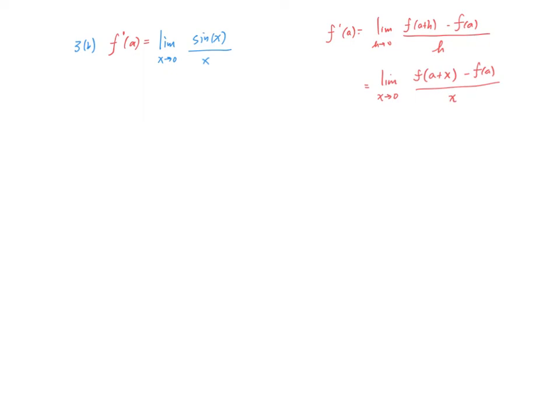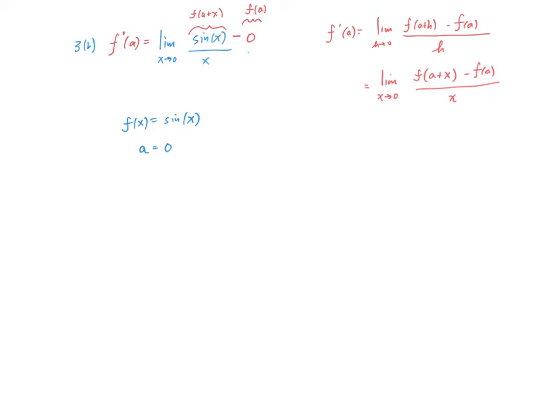So in this case, if we compare back, we're thinking of this sine of x as being f of a plus x, and what we're subtracting away, a 0, would be f of a. And just by comparison, we should be able to immediately know what is f, what is a. So in this case, our function f of x is sine, and the a value is 0.